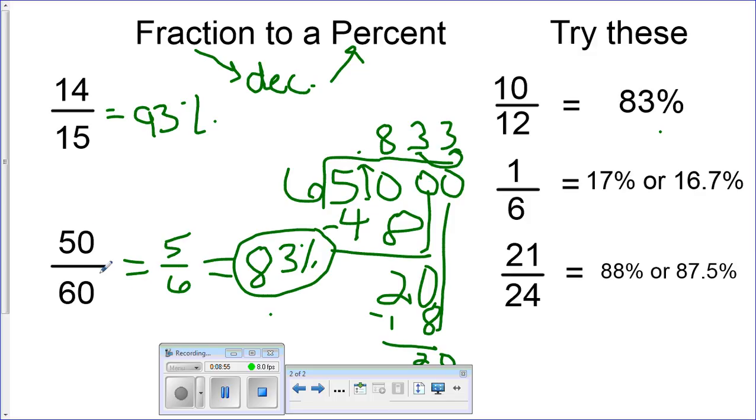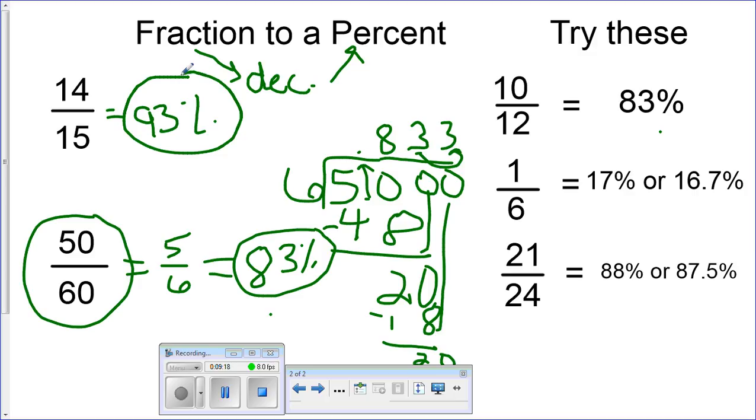Let's apply this to real life. If I have 50/60ths, let's say Dylan was taking some free throw basketball shots, and she attempted 60 times and made 50 shots. That means she made a basket 83% of the time. Okay? So that's how we can compare that to real life.